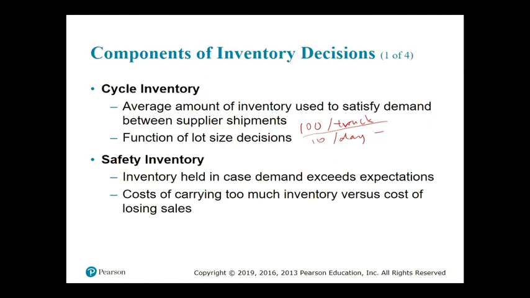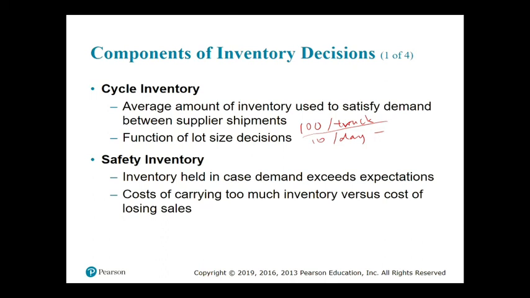Another category of inventory is safety inventory. So safety inventory is a result of uncertainty. Basically, outside of what we expect to happen, we have a demand forecast, but in case the reality exceeds what I expect, I might want to hold a little extra, and that is called safety inventory.